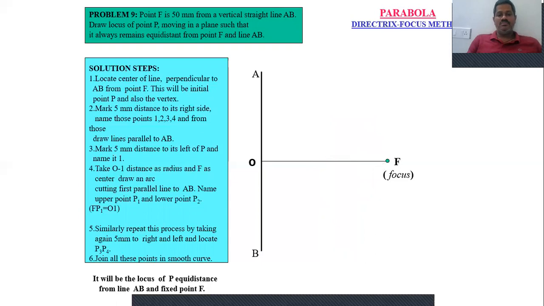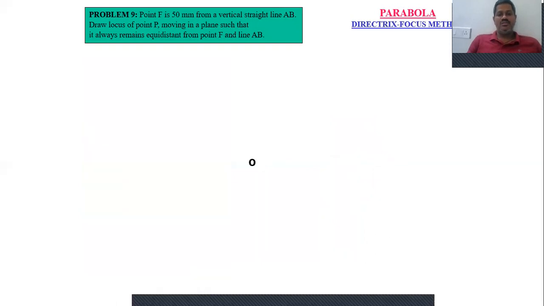I read out the problem, then I move further to see. We are going to draw a parabola using the directrix-focus method. It's a general method to draw the parabola. Using a focus point and a directrix, a point is going to move in a plane in such a way that the ratio of distances of the point from the fixed line to the fixed point is equal to 1.